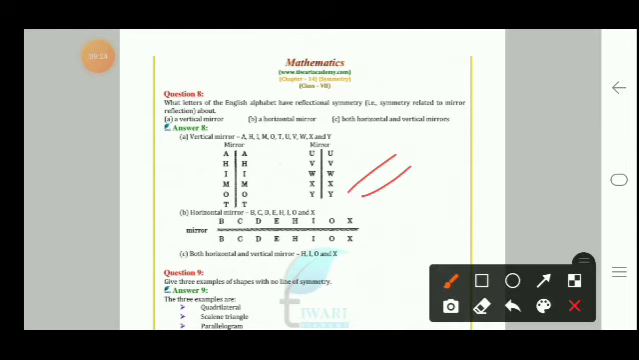Now in the horizontal mirror we have the alphabets B C D E H I O X. In these we will get the same mirror image. So both horizontal and vertical mirrors. Okay, so a few are there which have both the vertical and the horizontal mirror images symmetrically, that is H I O X.